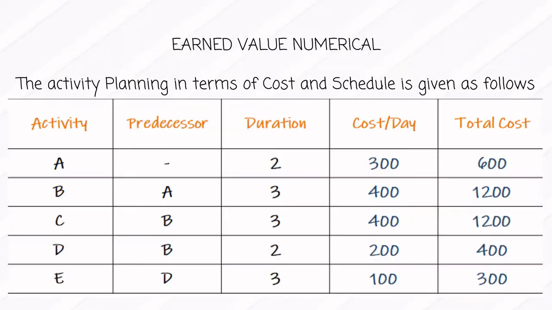Let us understand the earned value numerical, where the activity planning in terms of cost and schedule is given. The activities are given from A to E. Predecessors are given, along with the duration that each activity takes to complete and how much money is planned for each activity. For A, it is given as 300 per day, that costs 600 because A takes 2 days. Similarly, the cost per day for each activity is given, and we can calculate the total cost from the per day cost.